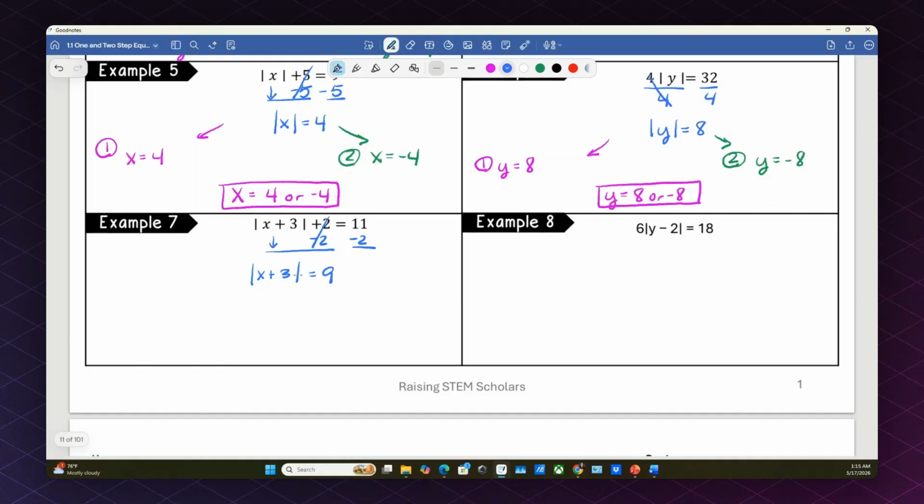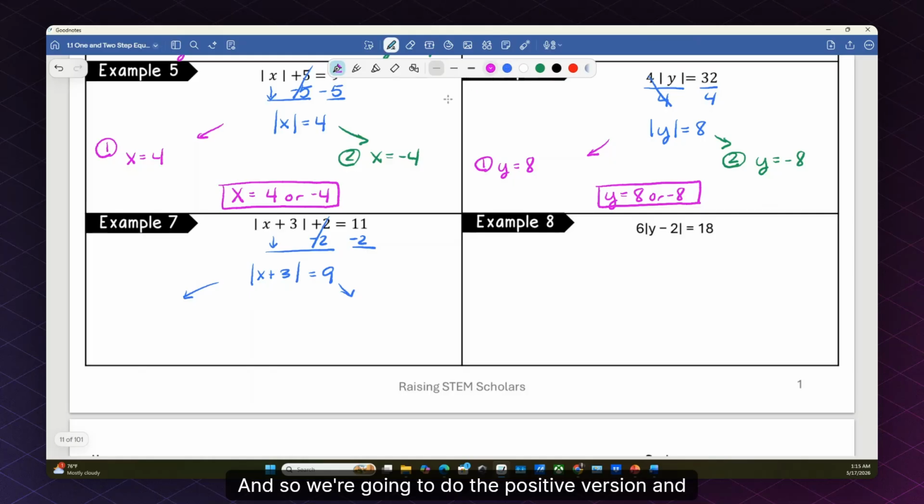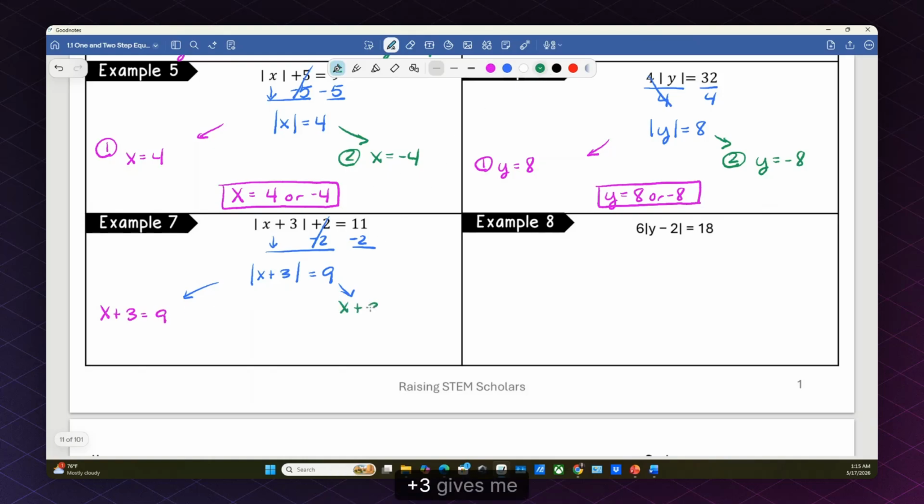So remember, whatever's inside here could give us a positive 9 or a negative 9. And so we have two ways that can happen, and we're going to do the positive version and the negative version. The positive version is x plus 3 equals positive 9. And the negative version is x plus 3 equals negative 9. Alrighty, let's solve this. It's x plus 3, so we're going to subtract 3. That simplifies, and we get x equals negative 12.